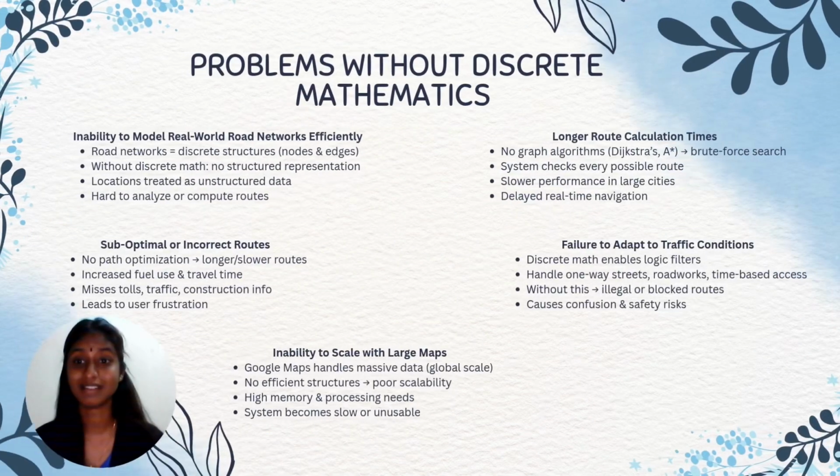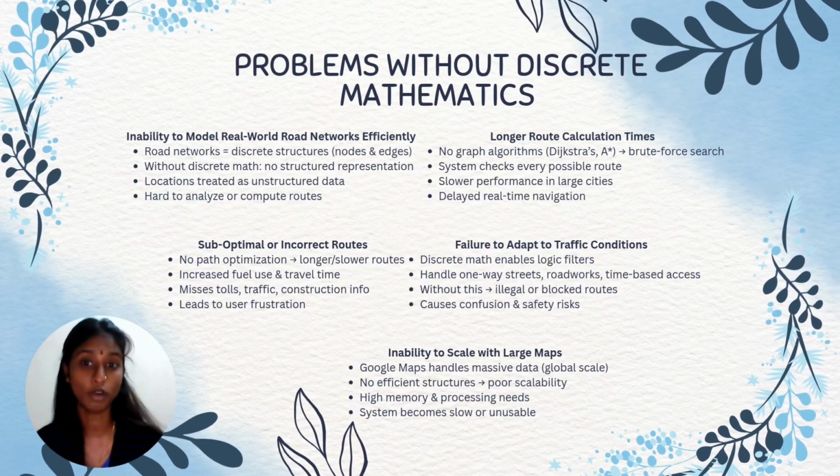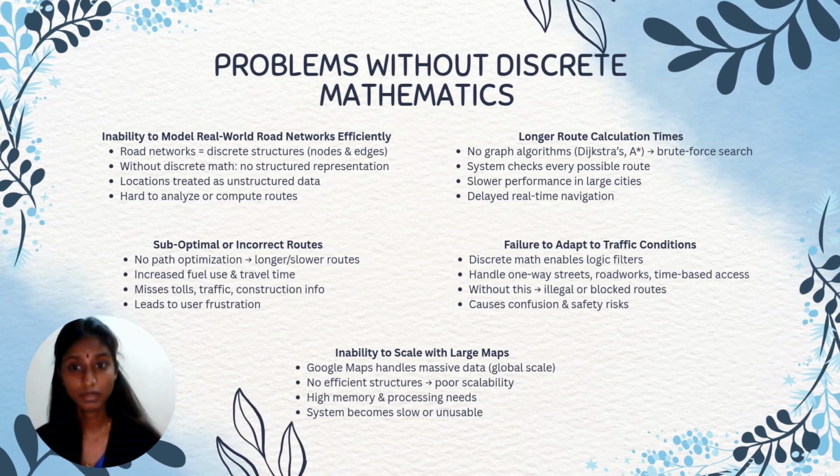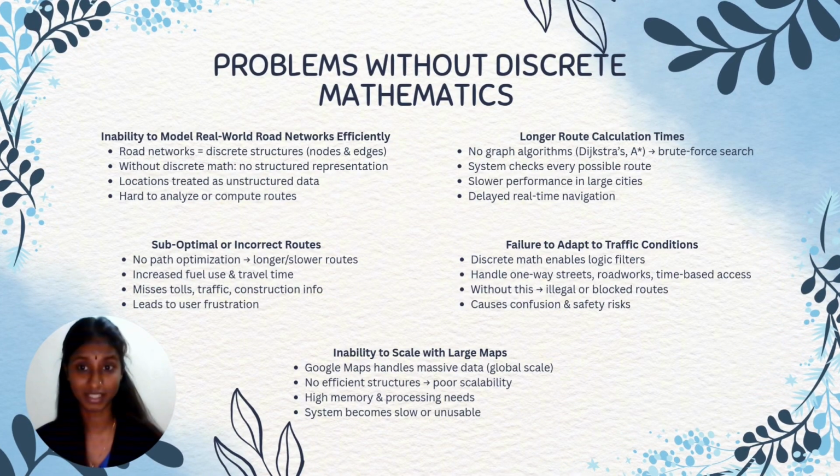Next are problems without discrete mathematics. First is the inability to model real-world road networks efficiently. Road networks are naturally discrete systems made up of intersections and roads. Without discrete mathematics, we wouldn't have a structured way to represent them. Everything would be unorganized, making it very hard to analyze or find routes. Discrete math helps to structure the data logically using nodes and edges.